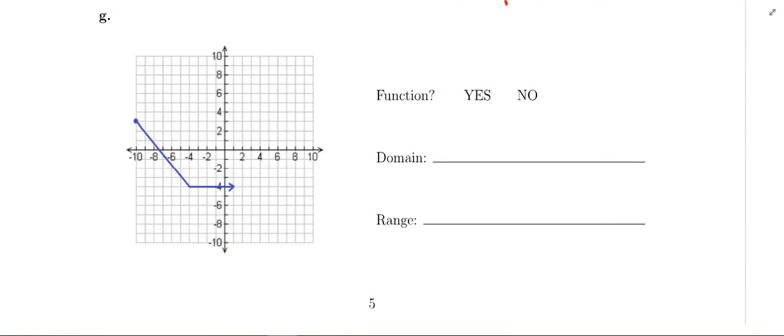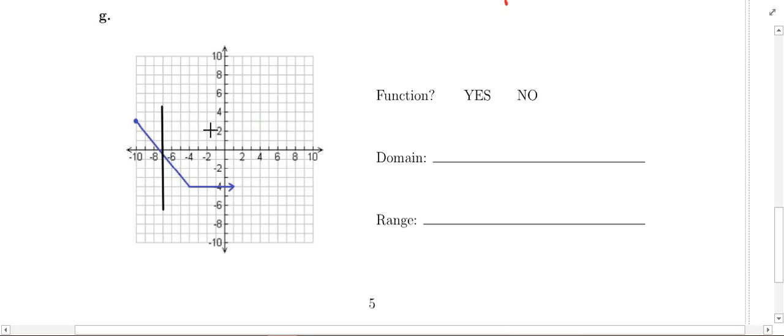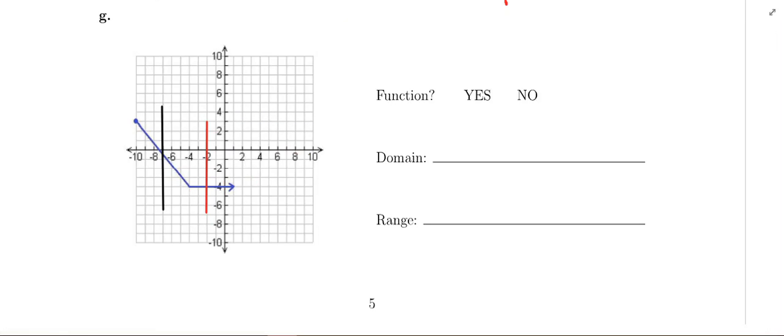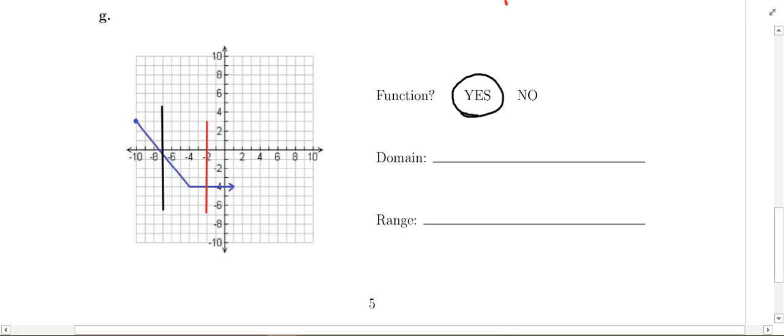We first need to determine, is this a function? Let's draw some vertical lines. Every time we draw a vertical line here, it is going to intersect our blue graph at most one point. So this particular graph does represent a function. Let's work on domain. So we need to list the x values that this graph covers.